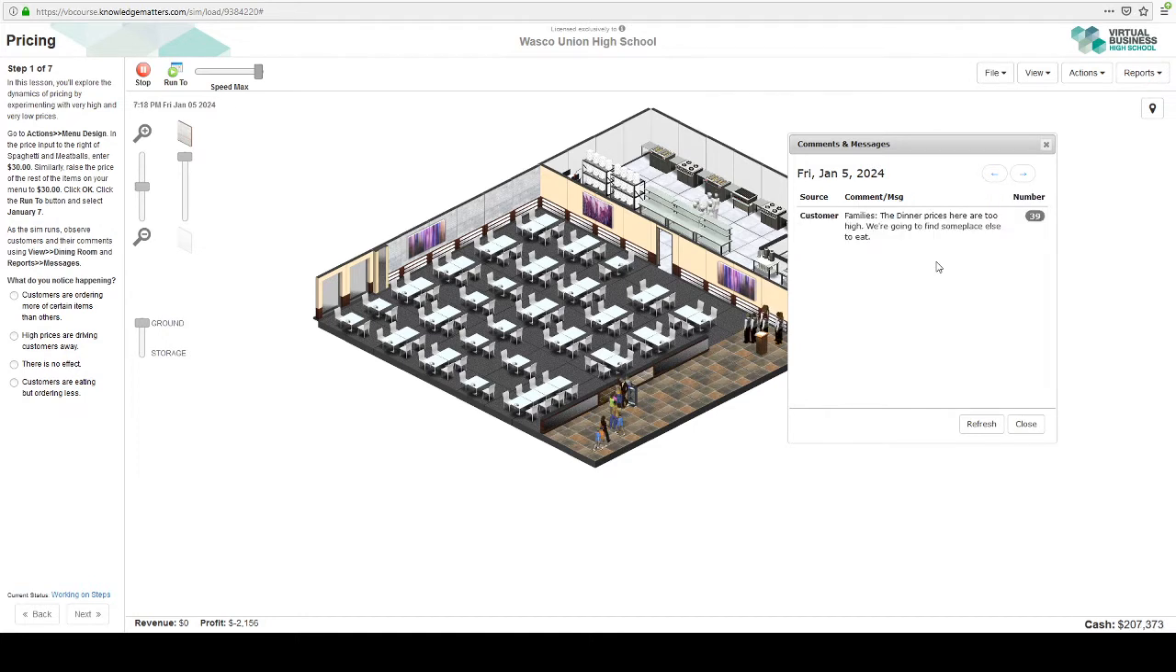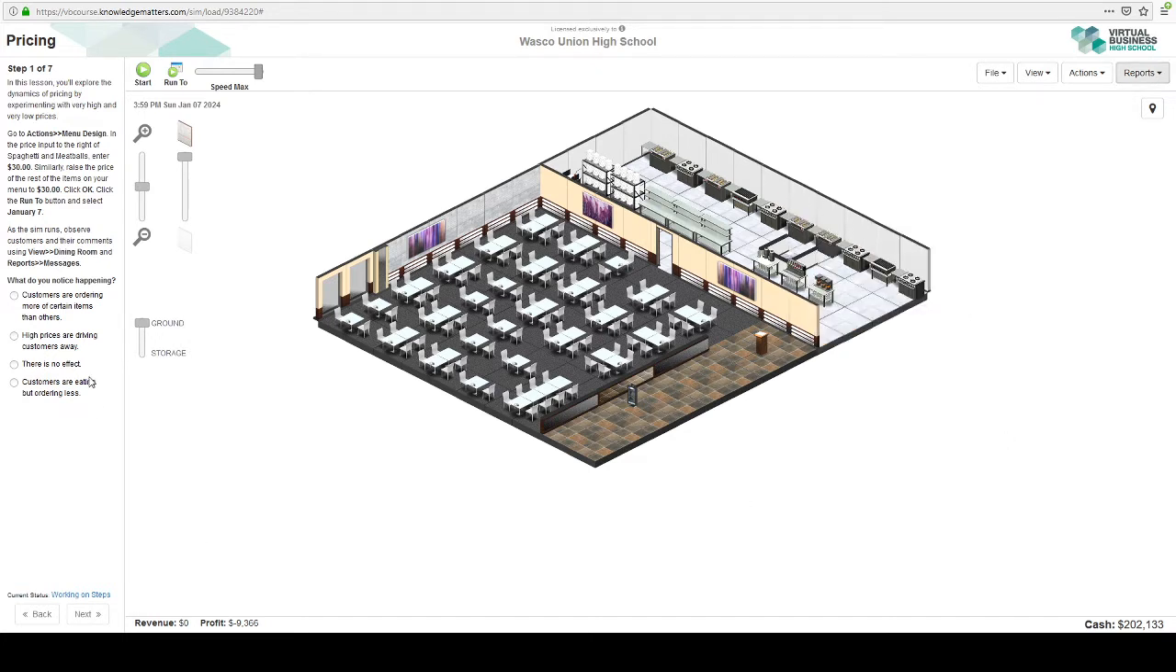Now remember, in real life in your restaurant or your business, customers will make complaints and it's important to pay attention to them. If it's just one person complaining, that may not be so significant, but if multiple people are complaining about the same thing and you're losing business, that's something you want to pay attention to. All right? So, according to this, high prices are driving customers away.